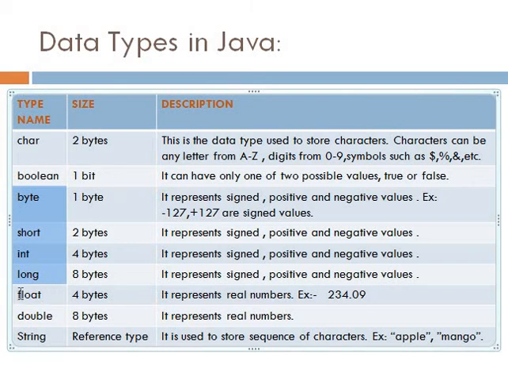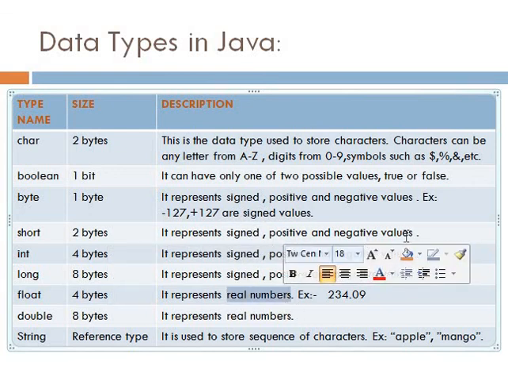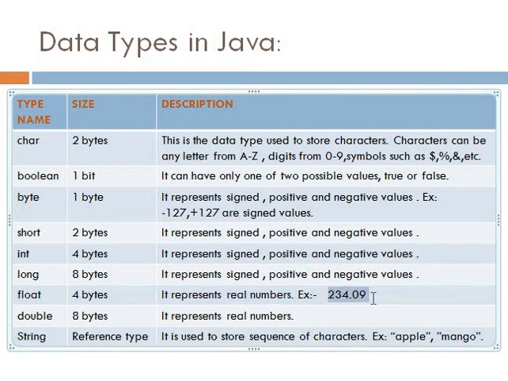Then come below and see this data type, which is float. The size of this data type is 4 bytes and it represents real numbers. Now when we talk about real numbers, then in addition to signed positive and negative values, it can also represent fractional numbers, which is in the form of decimals, like this. This is an example, 234.09.